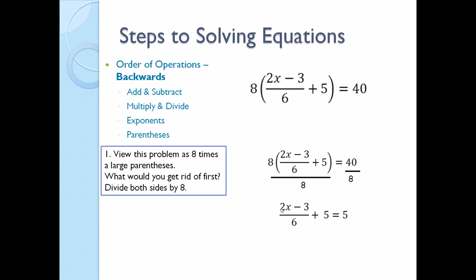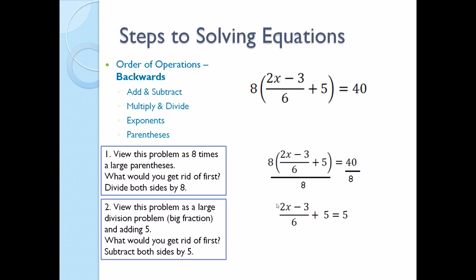So I want you to think of this problem now as a big fraction, meaning a division problem, plus 5. So we look at it as a large division problem, see the big fraction, oh, and adding 5. So what do I come to first? There's adding and there's dividing. I came to adding first on my backwards list, so I have to get rid of adding. And the opposite of adding 5 is to subtract 5 from both sides of the equal sign. So we're still doing those inverse operations. 5 take away 5 gives us a big fat 0, and I'm left with my fraction, technically a large division problem, equals 0.